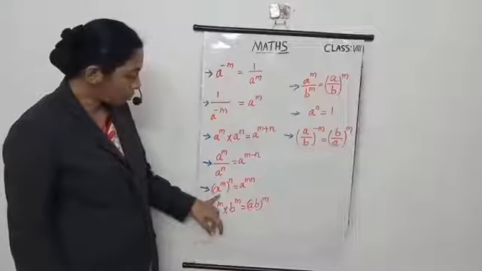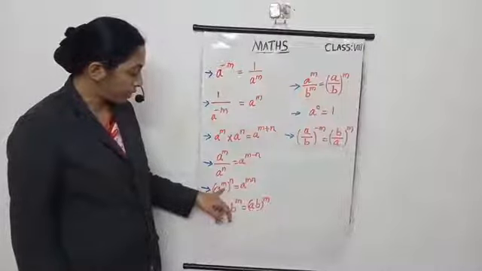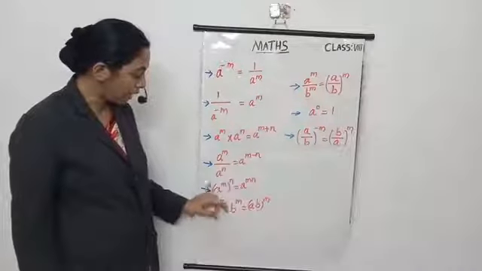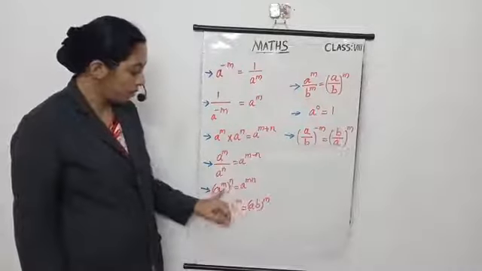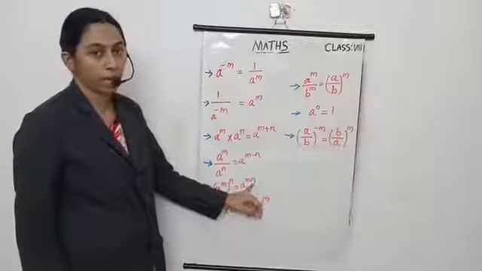Now a raised to m, all raised to n. One exponent is there, then again another exponent. That is, multiply these exponents. That is a raised to m n.